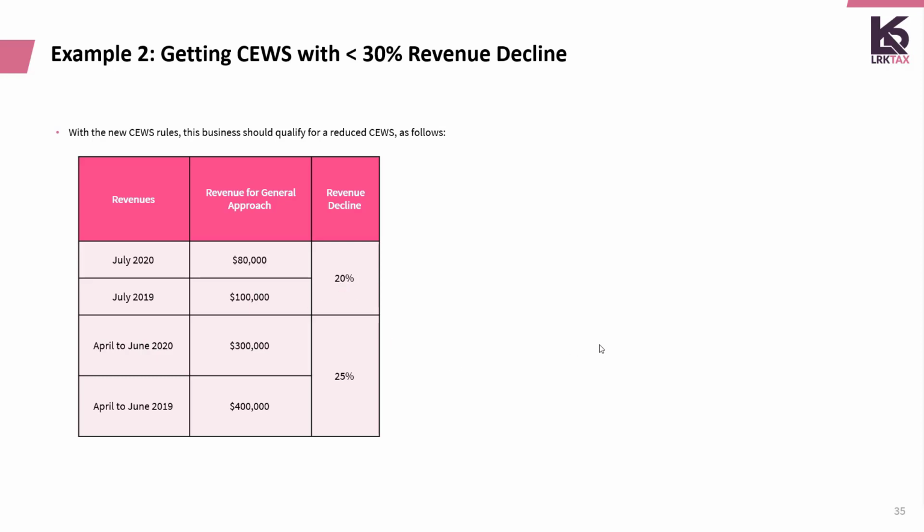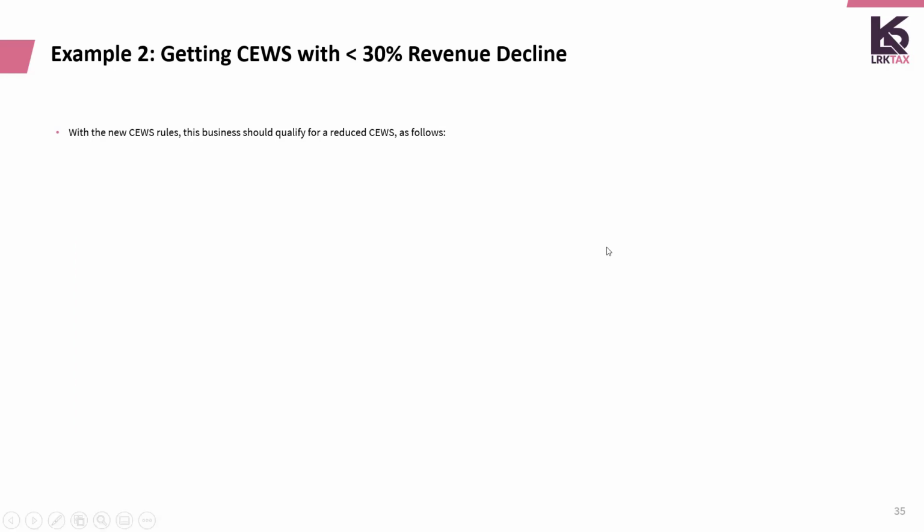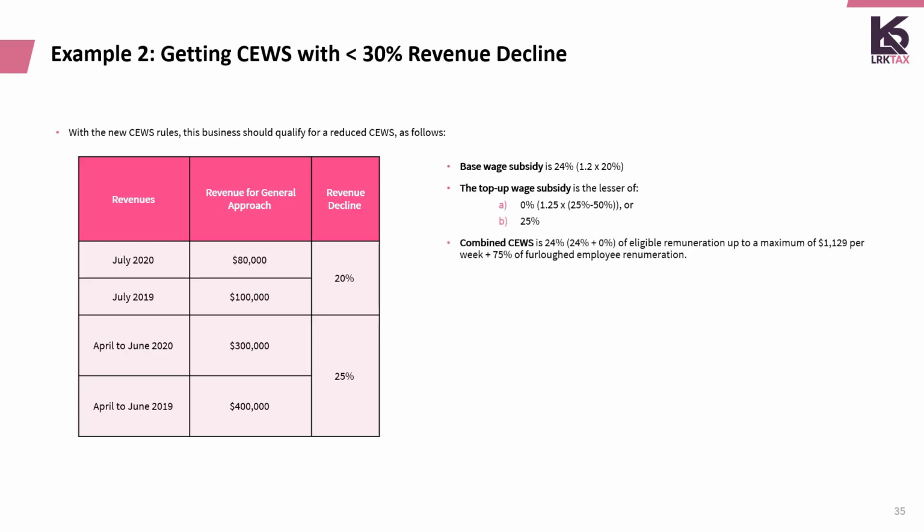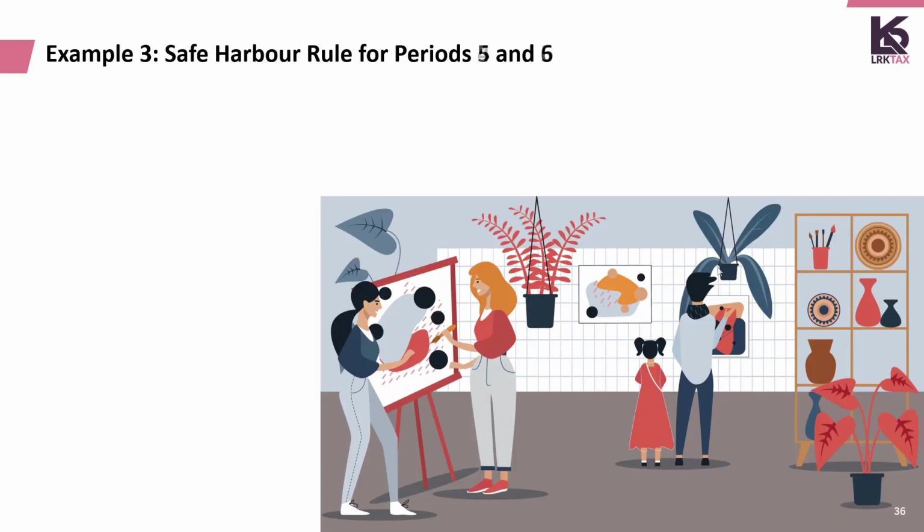And if your revenues for 3 months did not drop more than 50%, then you don't have to worry about it. So the top-up subsidy is 0. So your subsidy really is 24%. So let's just see if that's correct. So the base wage subsidy 24%, 1.2 times 20%. Top-up wage is lesser of the formula, or it's 25%. So it's 0 or 25%. It's 0 because they didn't have greater than 50% decline. So indicated the combined CEWS is 24%. So in this particular case, you can get at least something if your revenue decline is not greater than 30%.